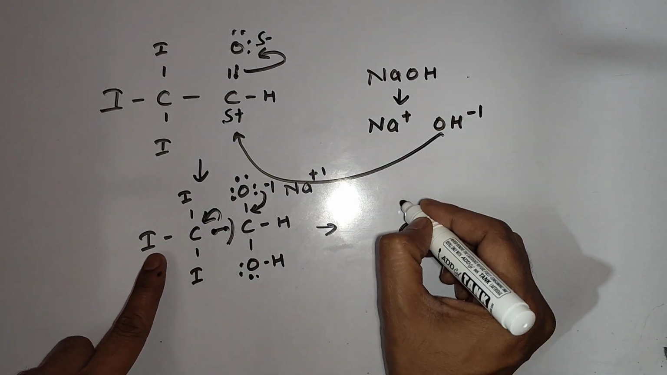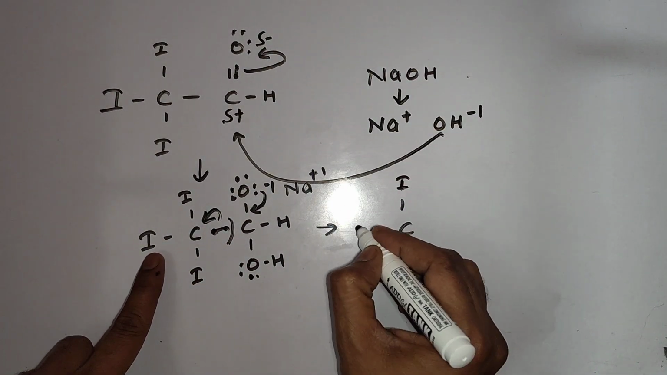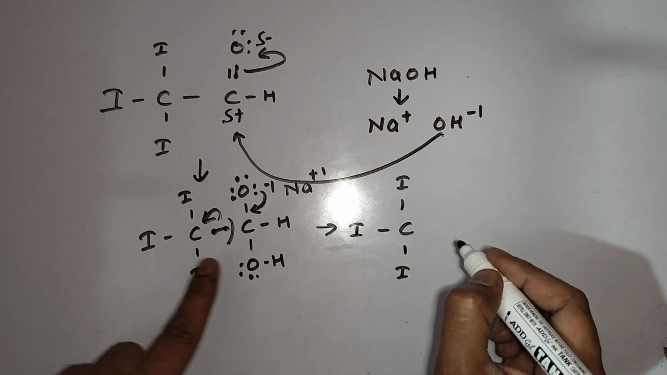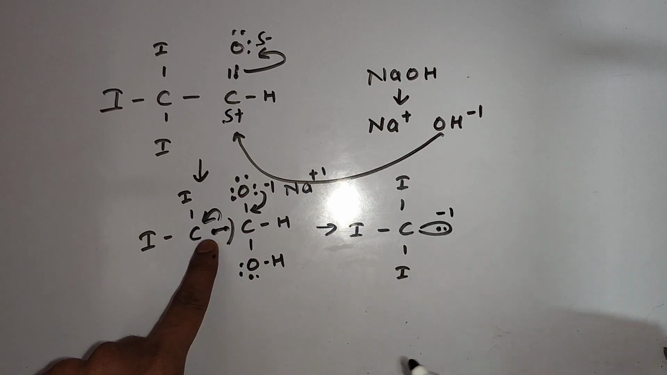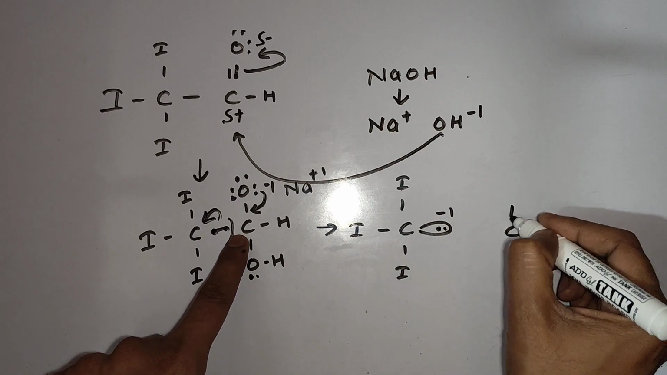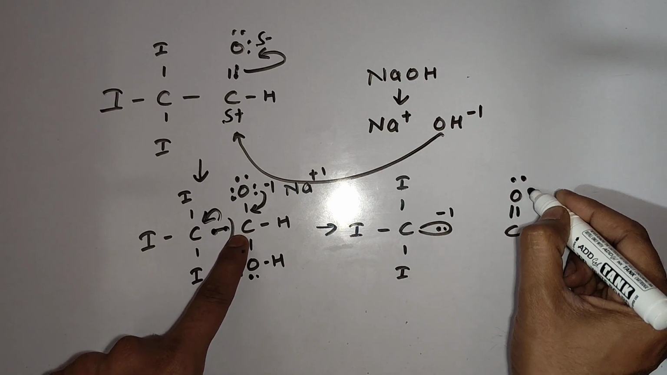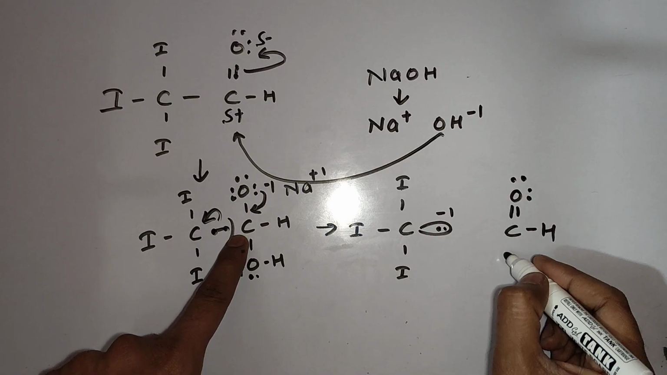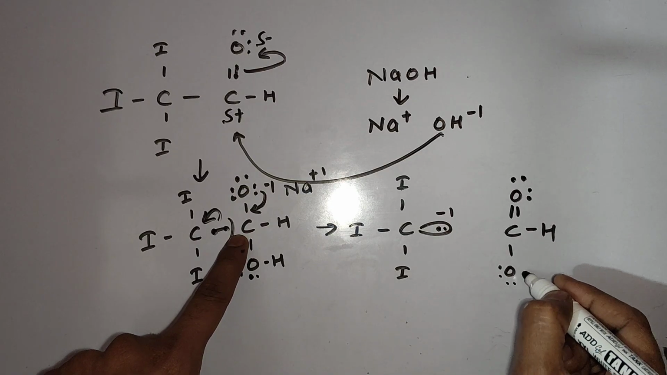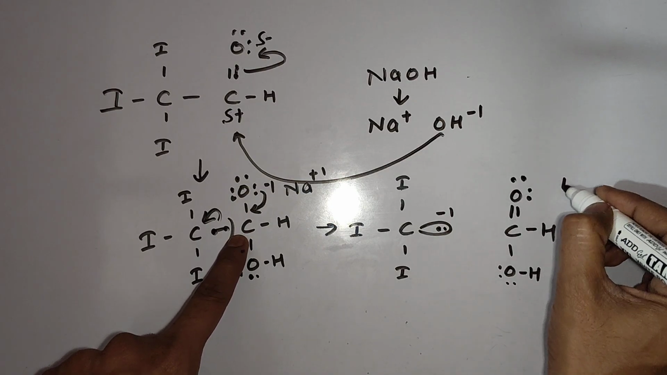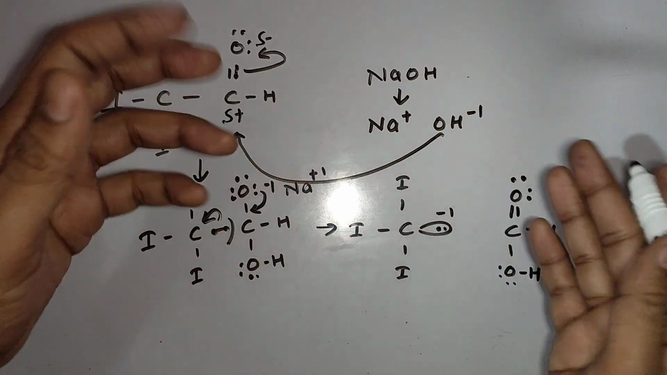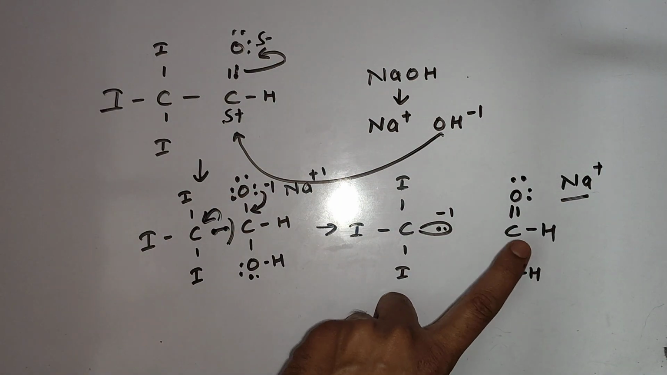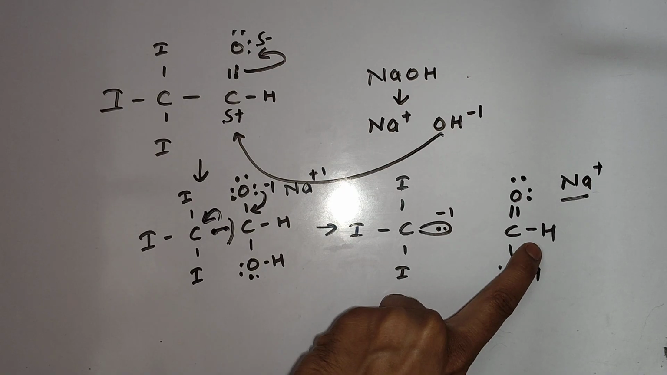So everything will be perfect in this fashion. Now on this carbon, an extra lone pair will generate with a negative charge, and this carbon will make a double bond with oxygen. H as it is, OH as it is. Na positive will separate out from oxygen because now this oxygen is stable. What is generated? Carboxylic acid.